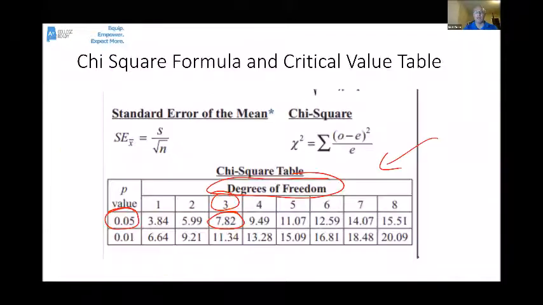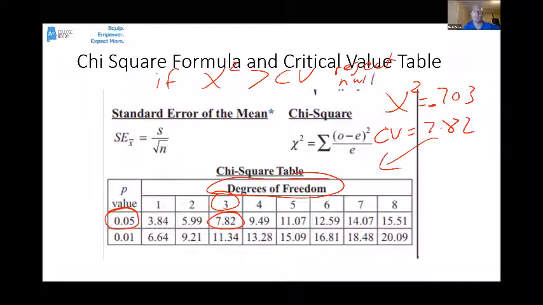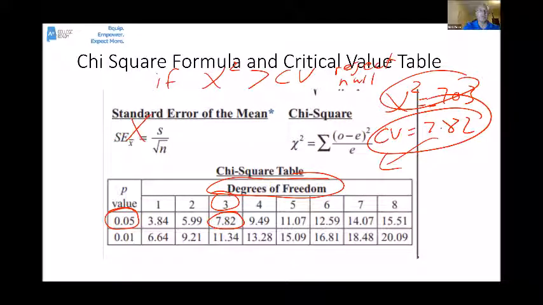So we had a chi-square value of 0.703, and we have a critical value from our table of 7.82. We compare those. So if our chi-square value is greater than our critical value, that's when we reject the null hypothesis. Well, in our case, our chi-square value is way less than our critical value. So our chi-square is less than our critical value, which means we're going to fail to reject the null hypothesis.